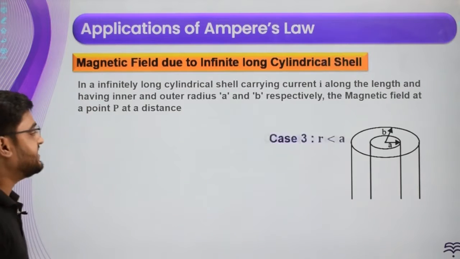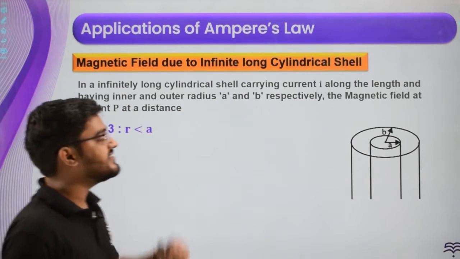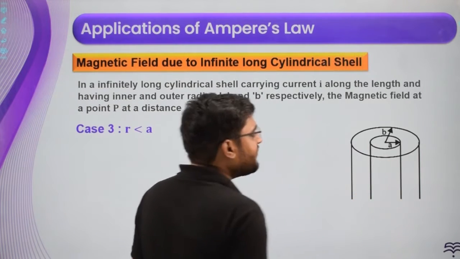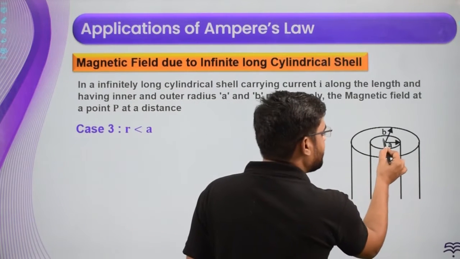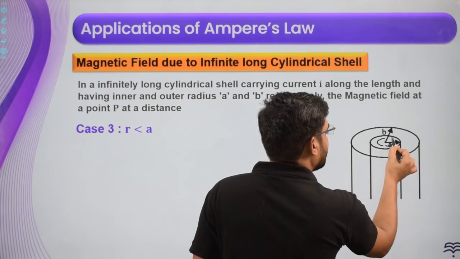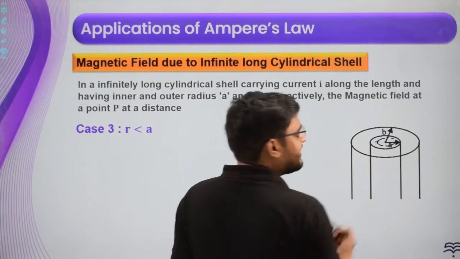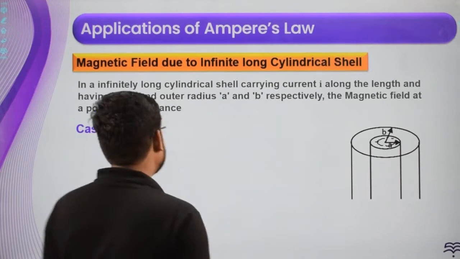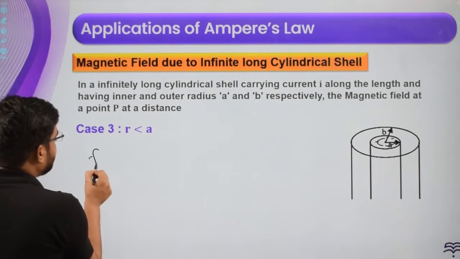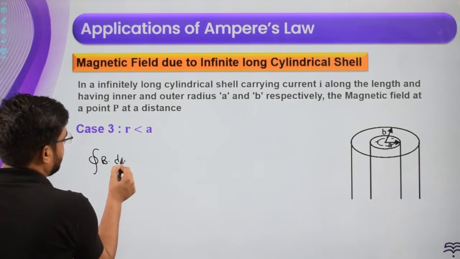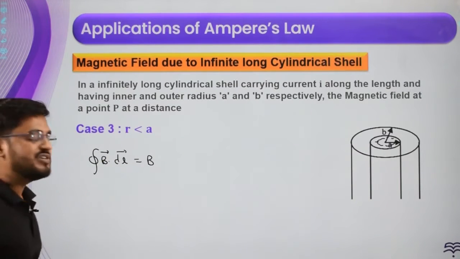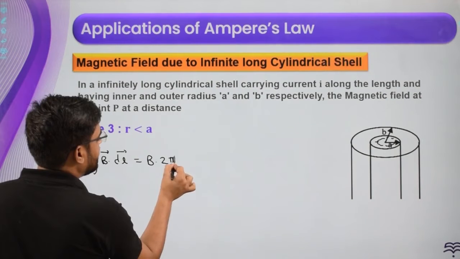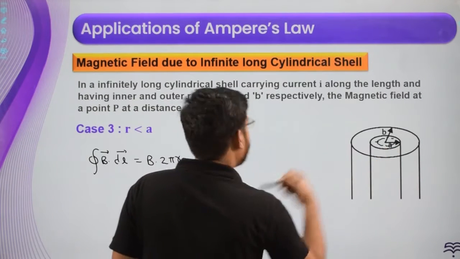And now the next case. What if R is less than even A? If R is less than A, again do the same thing. Make an Amperian surface at R, and this is my R. But the thing is, no current is passing through it. So the integral of B dot dl is going to be, let's say B is the magnetic field, we don't know how much that is, into 2 pi R. 2 pi R is the length of the Amperian loop.